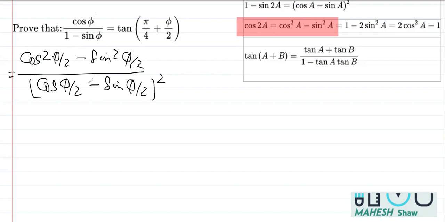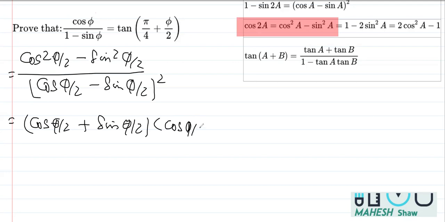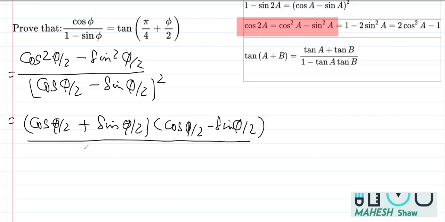Now in the numerator, it is in the form of a square minus b square. So we can write it as a plus b into a minus b. So this is cos phi by 2 plus sin phi by 2, multiplied by a minus b, that is cos phi by 2 minus sin phi by 2. We keep the denominator as it is, which is cos phi by 2 minus sin phi by 2, the whole square.